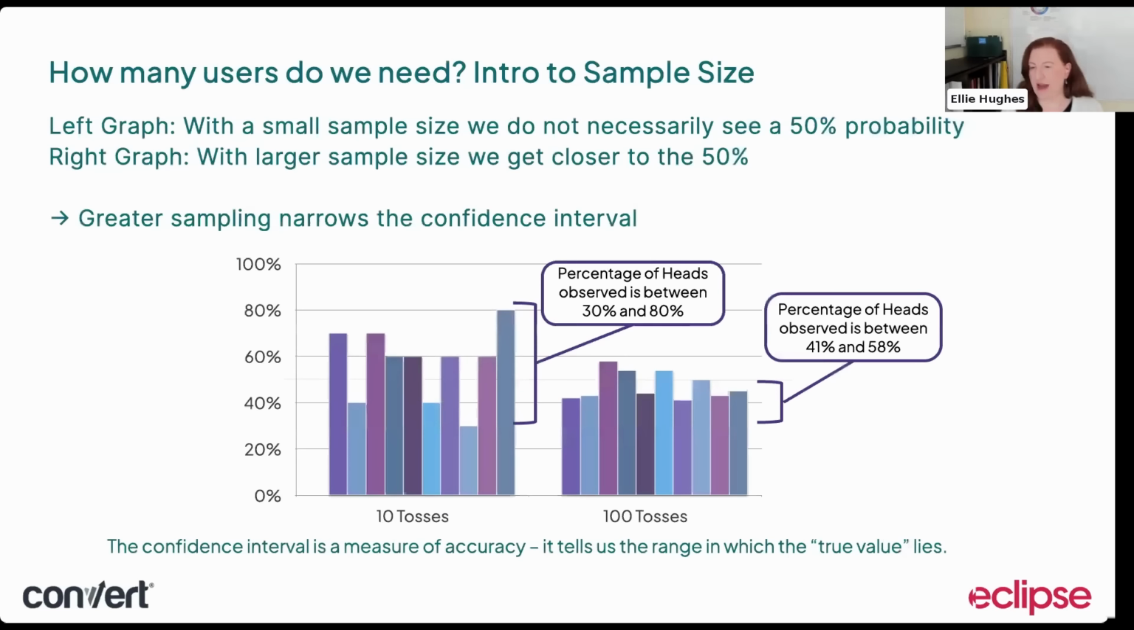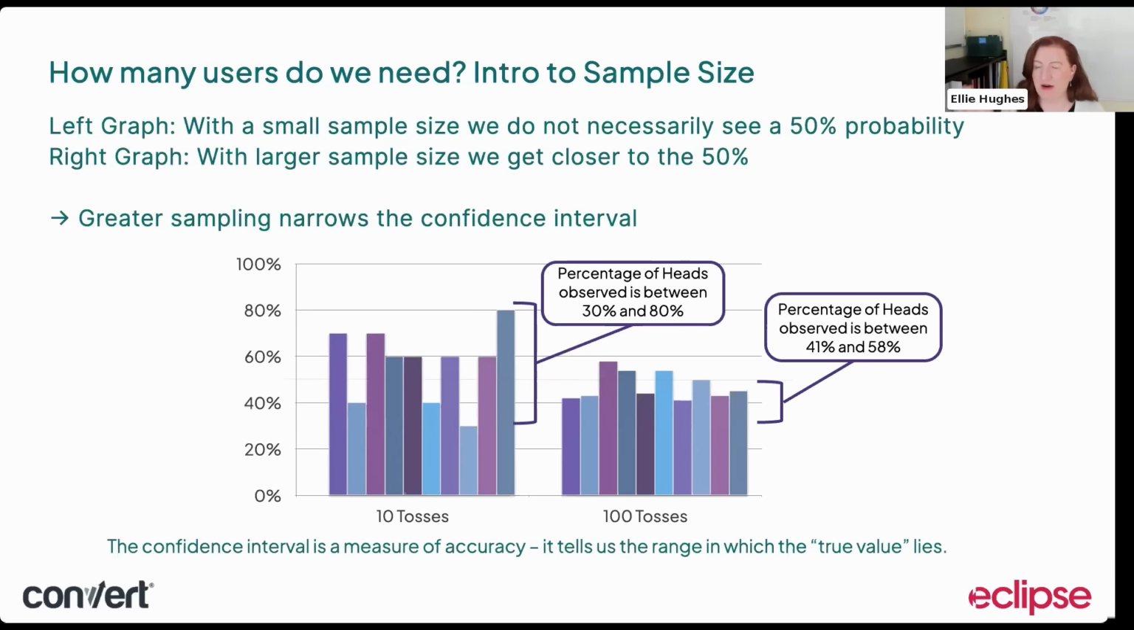So if you look at the graph on the left, if you take 10 tosses, 10 times, so you've done 10 tosses 10 times over, we don't see that 50% probability coming out in the results. We see real variability between 30% of the time getting heads and 80% of the time getting heads. And if you do 100 times 10 tosses, you start to see that increase in frequency, that repetition of how often we're sampling, bring it closer and closer to the 50% that we expect to see.